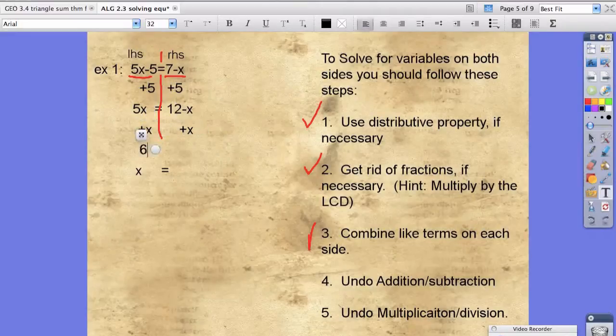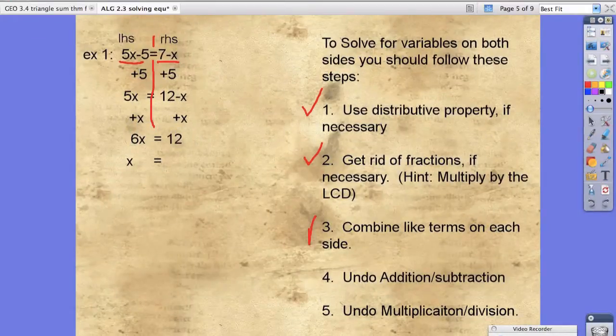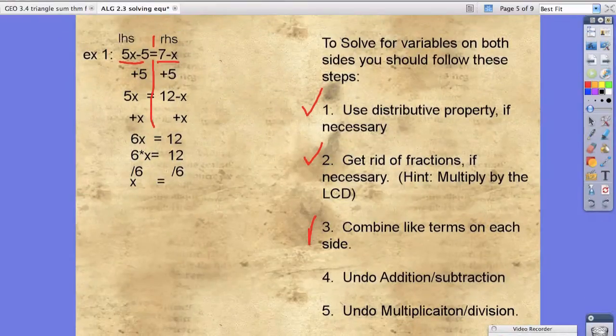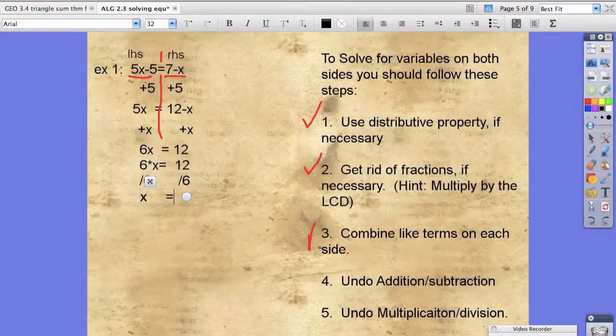This gives us 6x equals 12. And then to solve for our x, well, right now it says 6 times x. So, because it says 6 times x equals 12, the only way we can get rid of that is by dividing by 6 to both sides. Once we do that, we find out that our x is equal to 2, because 12 divided by 6 is 2.